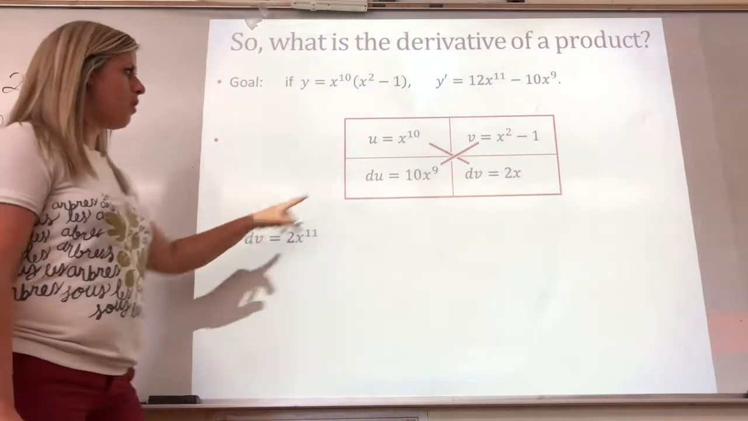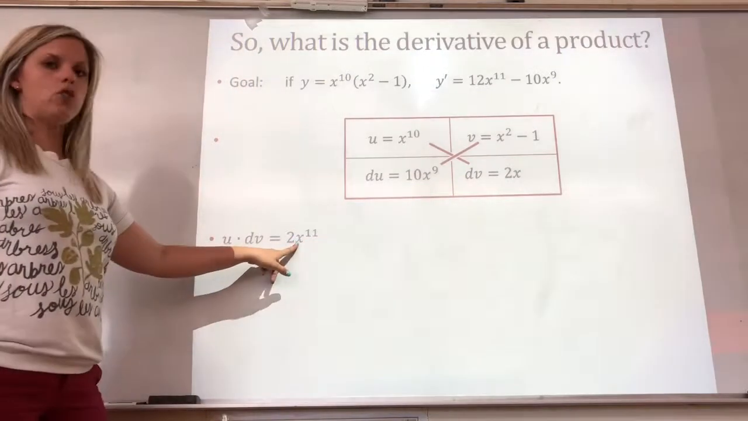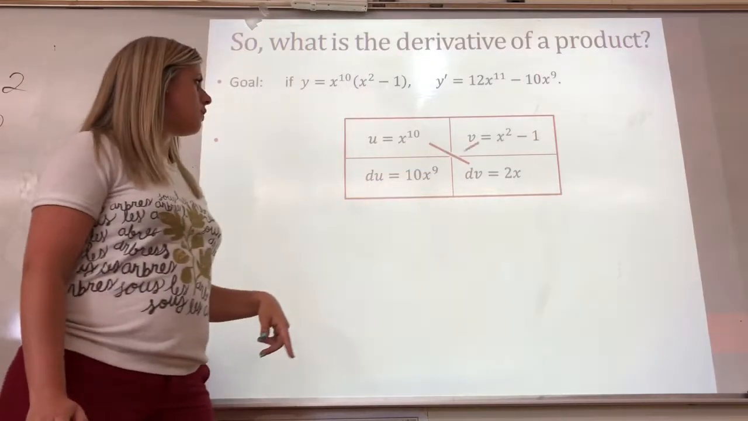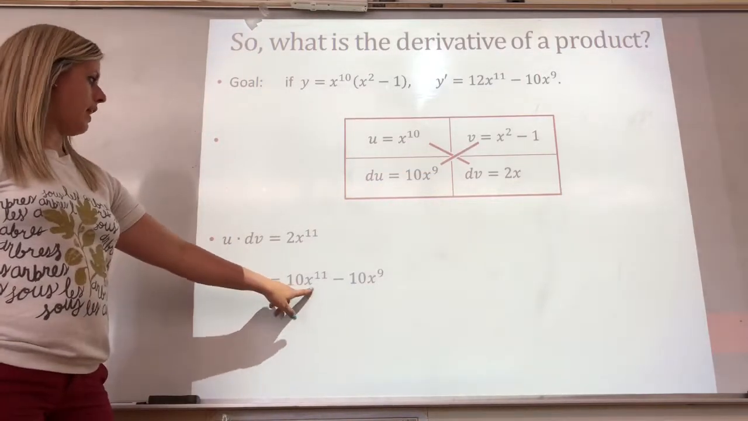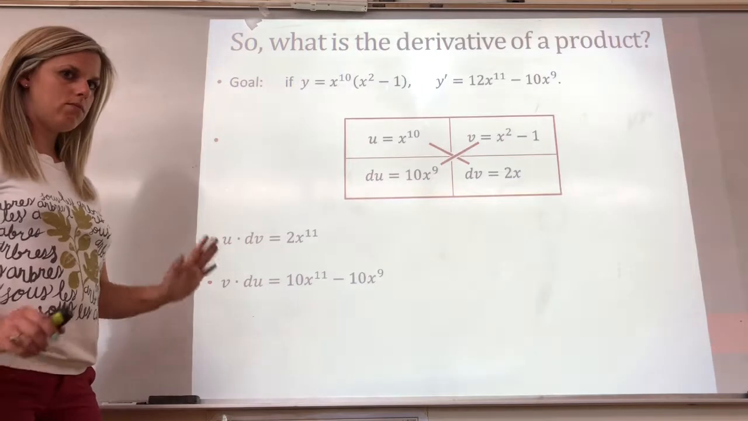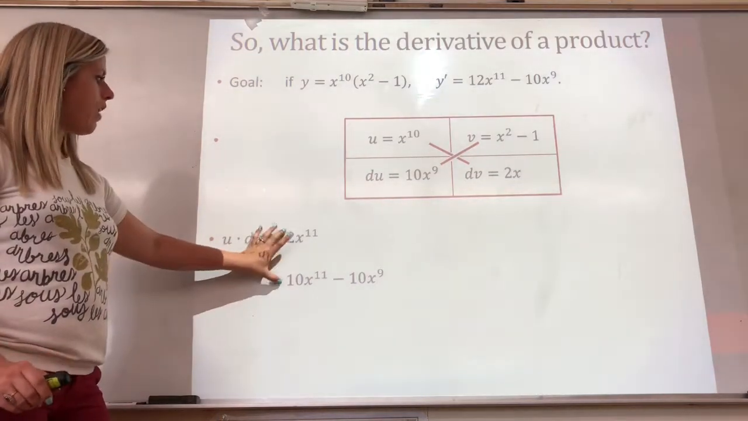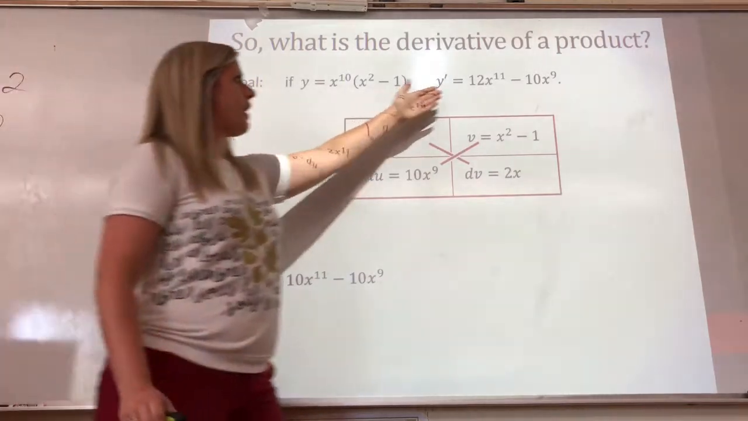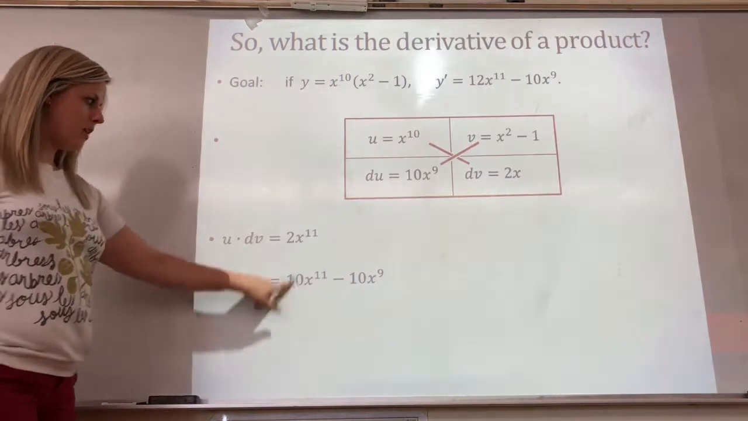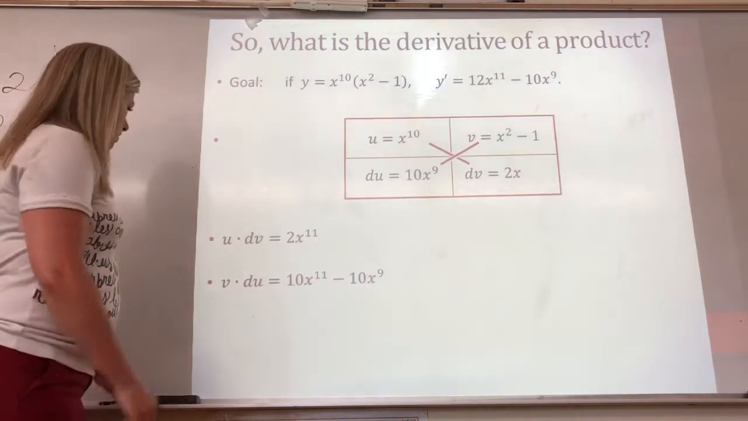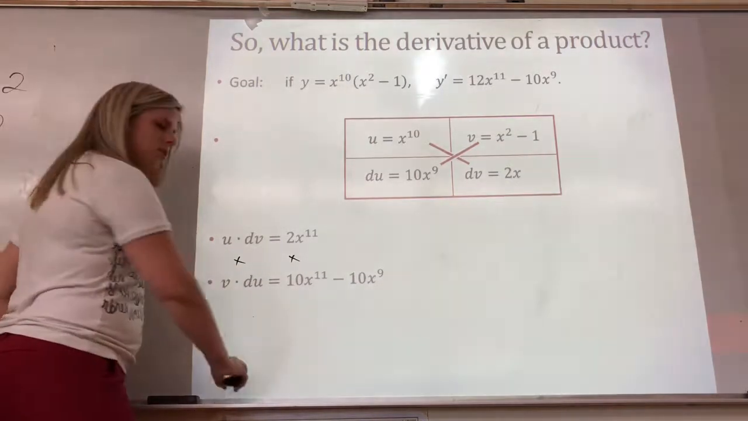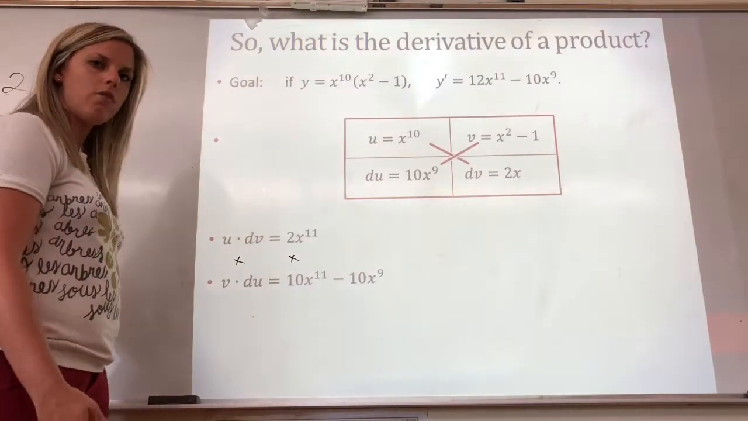So u dv, if I do u times dv, I get 2x to the 11th. If I do v times du, again v times du, then I get 10x to the 11th minus 10x to the 9th. With me. And then, now that I have these two written out, how can I get 12x to the 11th minus 10x to the 9th? I add them. Okay, if I sum these two, then I will get my answer. This isn't a formal proof, but this is a good gut check of figuring it out.